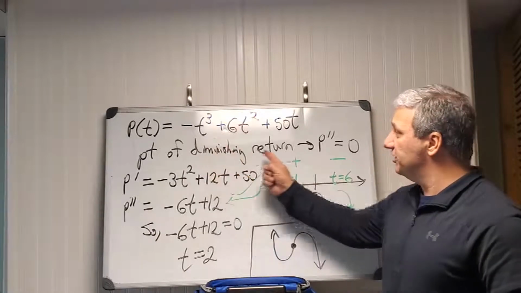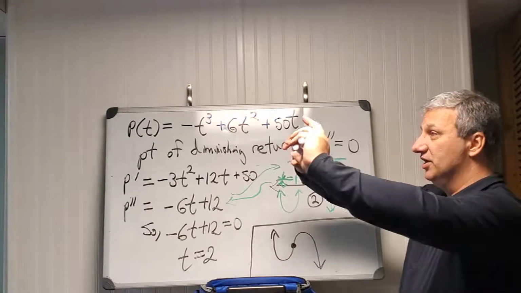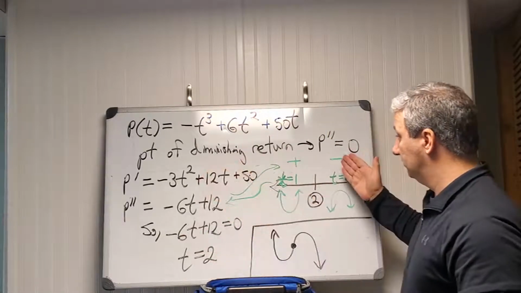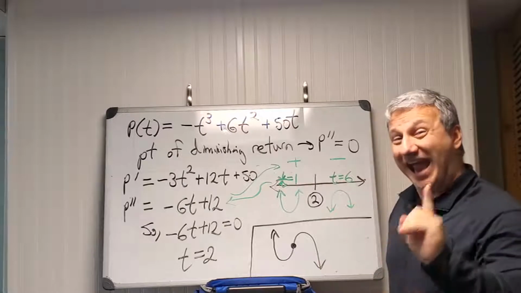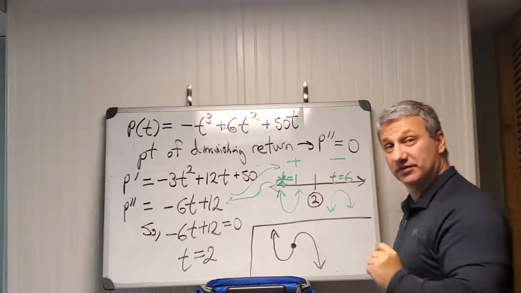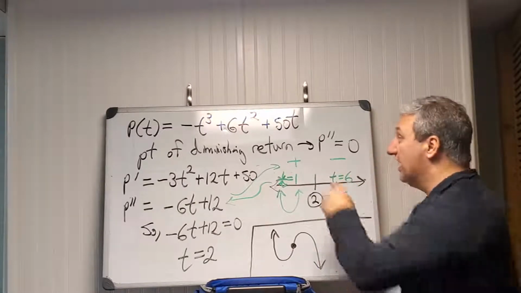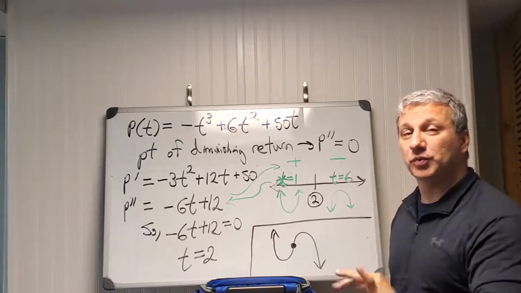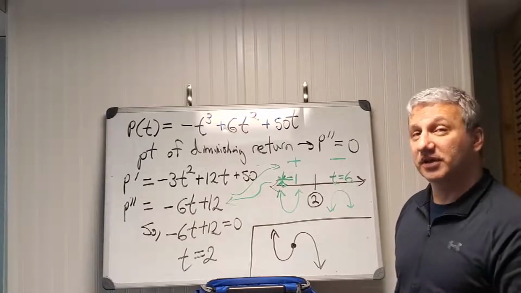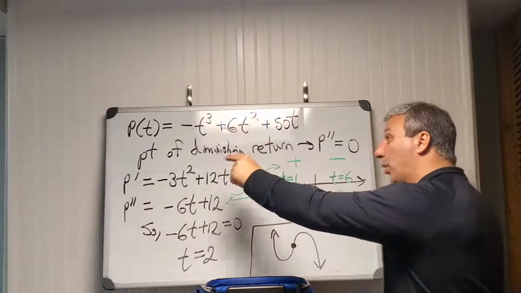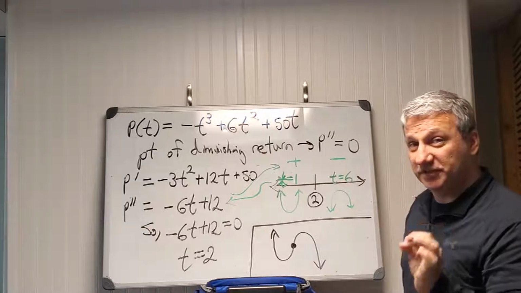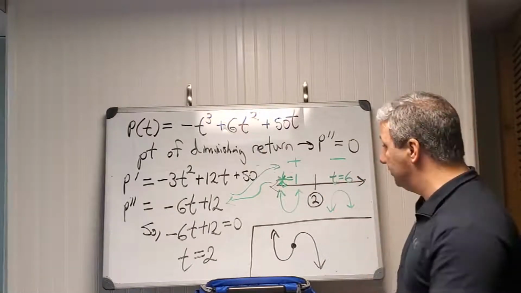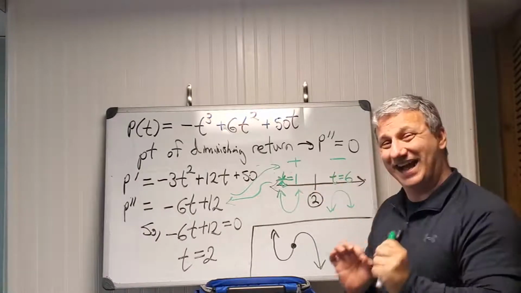If I want a point of diminishing return, what do I do? Second derivative equal to zero. Got it. That's not enough. It's second derivative equal to zero, and you go from positive to negative in the concavity. It's a very special concavity flip. If it was negative to positive, that's just a regular point of inflection. Still important, a still inflection point, but not a point of diminishing return. A point of diminishing return, flashcard, boom, second derivative equal to zero, and positive to negative in the concavity.